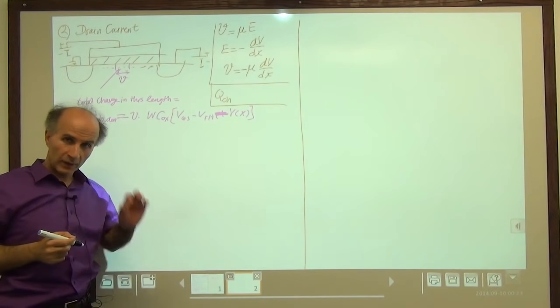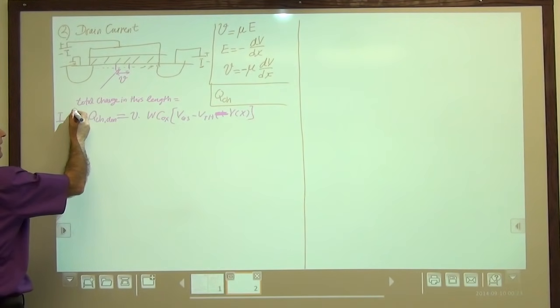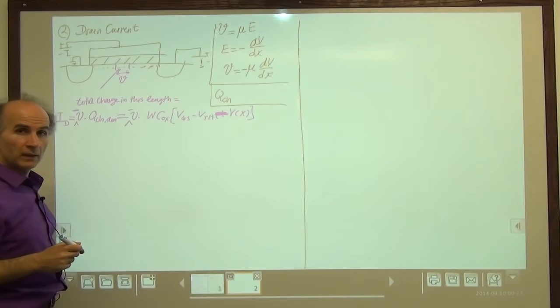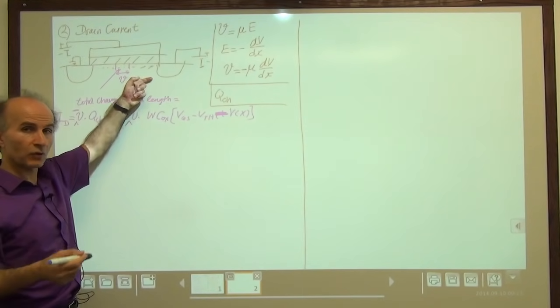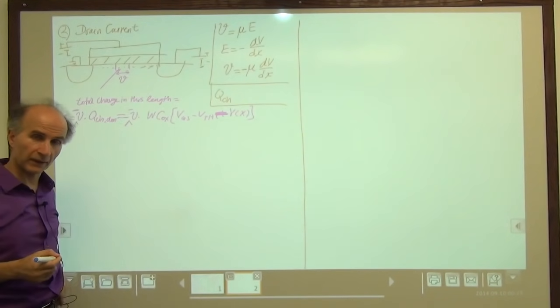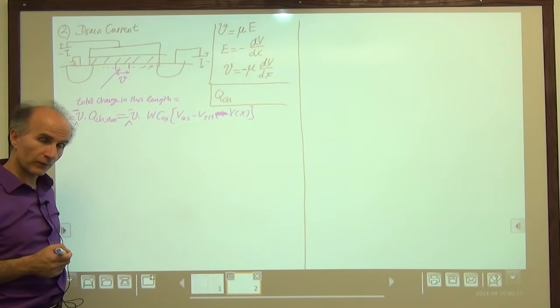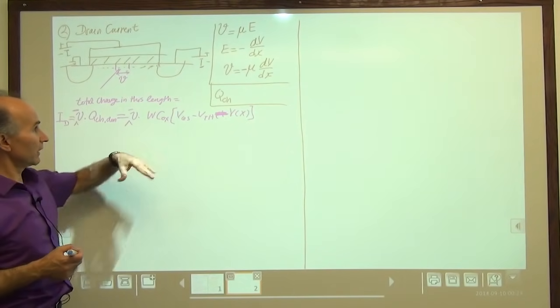Okay? With a little proviso, we need a negative sign here and a negative sign here. Why? Because we are looking at electrons. Electrons are going this way, so positive charge would be going that way, so we need a negative sign here. All right, so far so good? Okay, so that is the current.